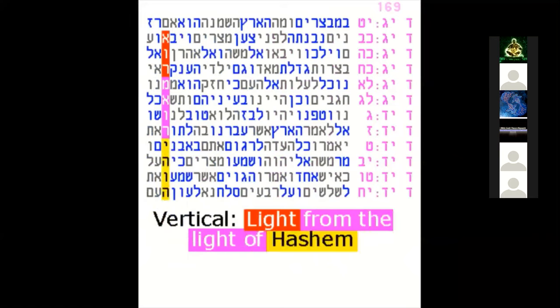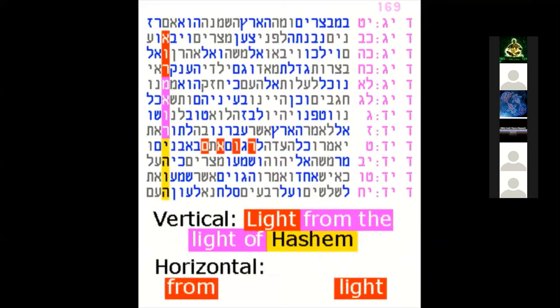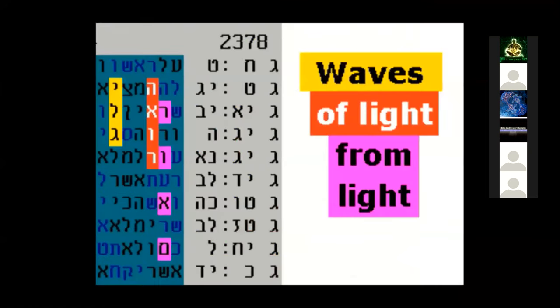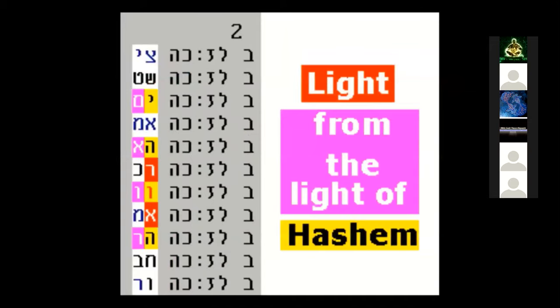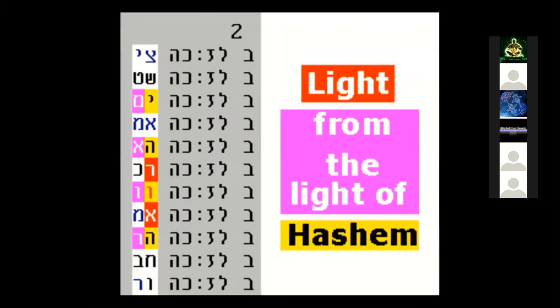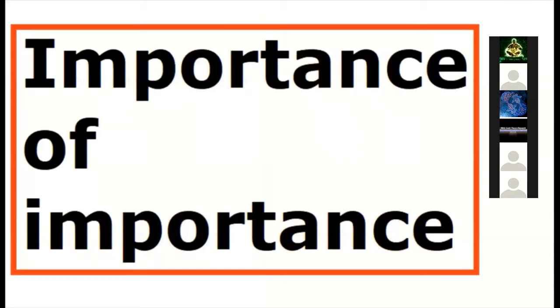Another place, light from light, continuation, from Hashem, again from light, or a horizontal light, the hidden light extended from that. Waves of light from light, we saw those same words before. From God, an extremely small skip. Light from light with a skip of only two, with Hashem. So it goes on and on, the repetition.